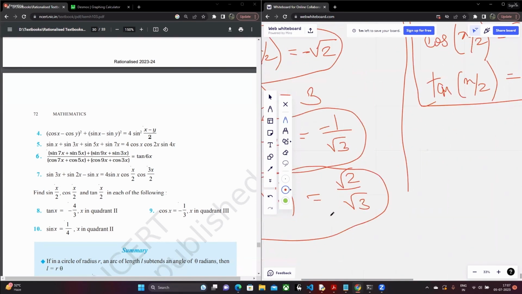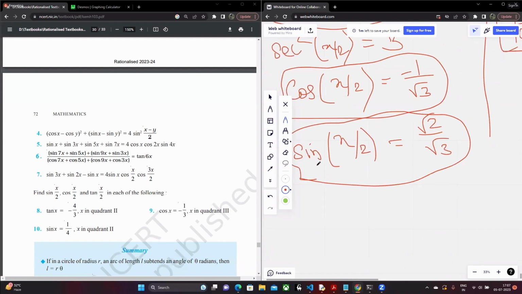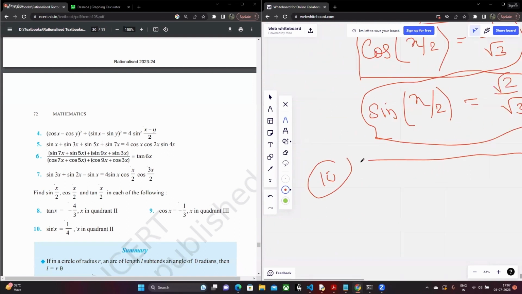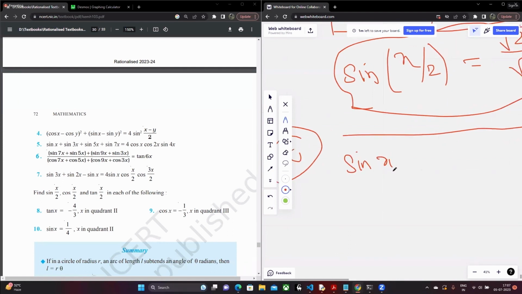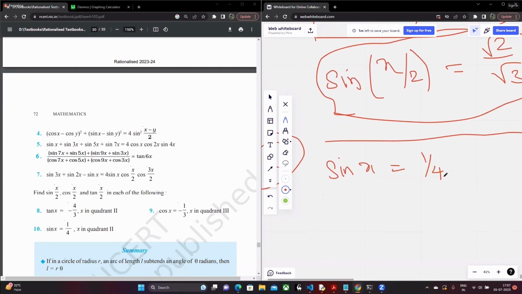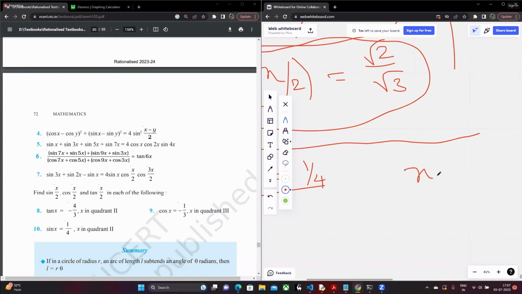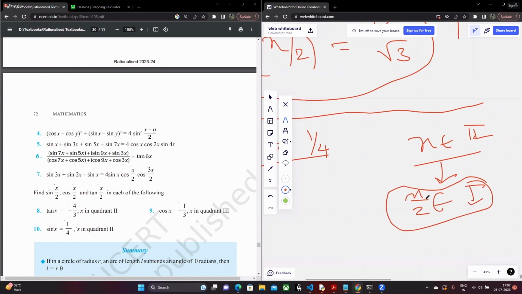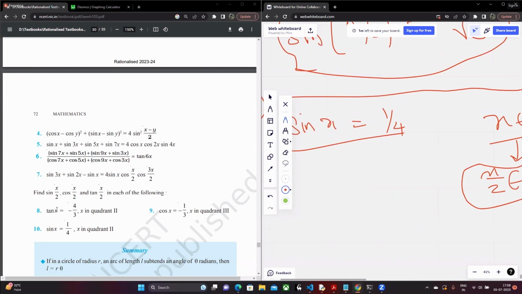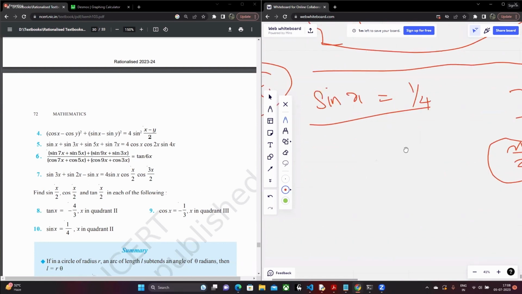Finally, go to question number 10. Sin x is equal to 1 by 4, but x belongs to the second quadrant. This means that x by 2 belongs to the first quadrant, because that's what we found in question number 8.